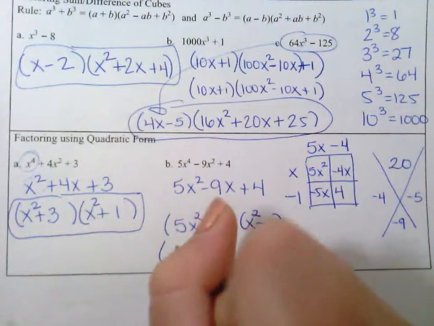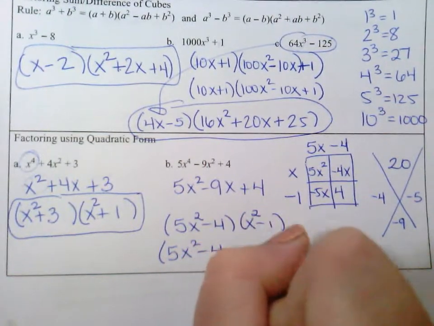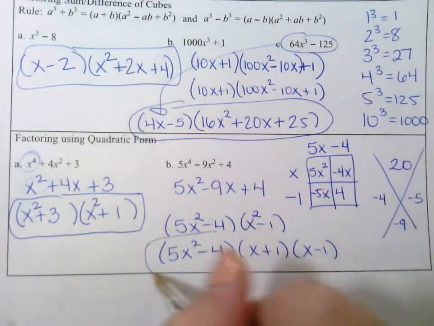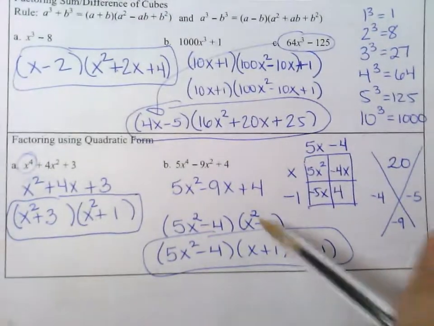So then I need to take this one step further, that this would be x plus 1, x minus 1, because I ended up with a difference of squares only in this term.